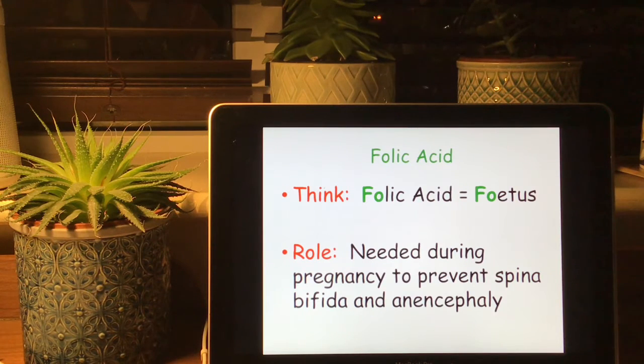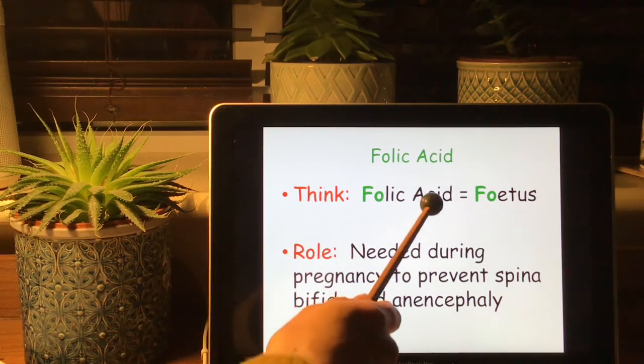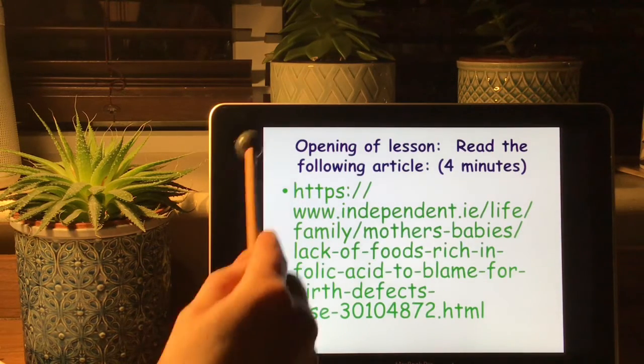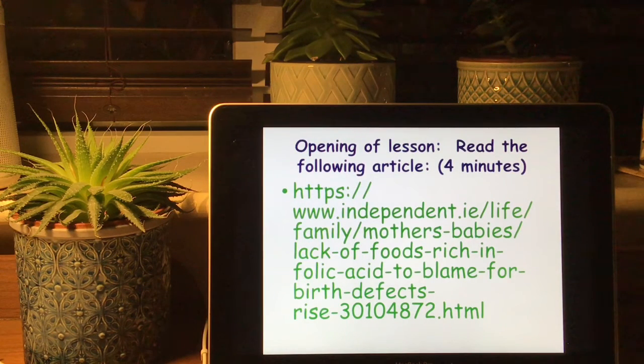So the first thing is to remember the main function of folic acid. Think of the first two letters of folic acid being the same as the first two letters of fetus, because it's extremely important during pregnancy to prevent spina bifida and anencephaly. So log on to this article here on independent.ie, pause this video and read the article, about 3 minutes long, and then press play again.